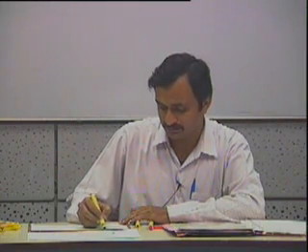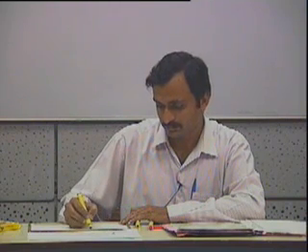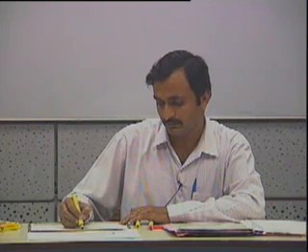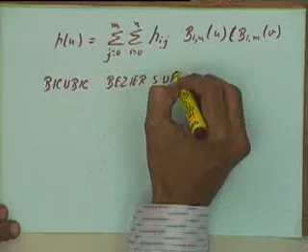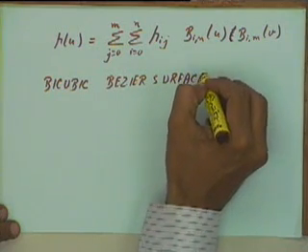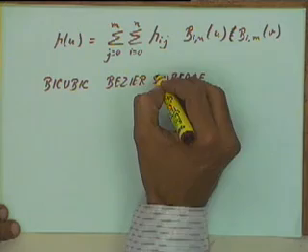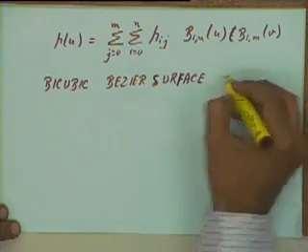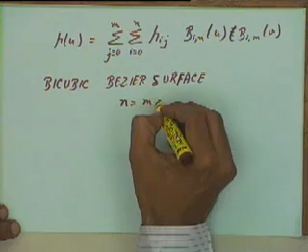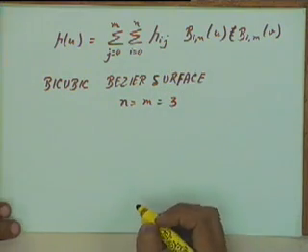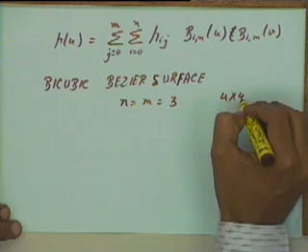In the case of these Bezier surfaces, you will find that the degree in one direction can be n, in the other direction it can be m. So if you are talking of a bicubic Bezier surface, for that we will say n is equal to m is equal to 3, and the total number of points will be 4 by 4, which will be 16.